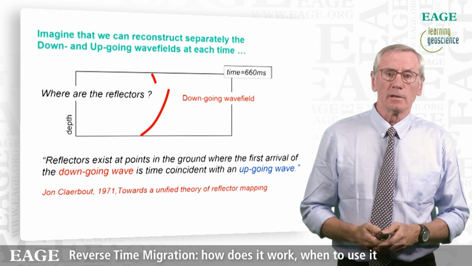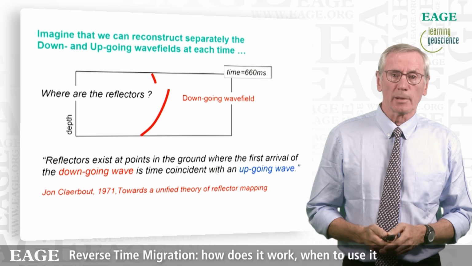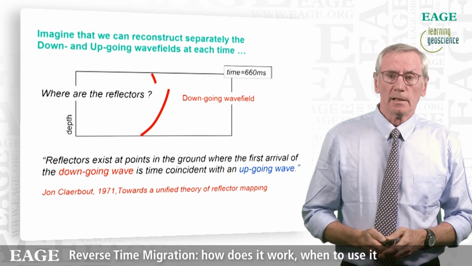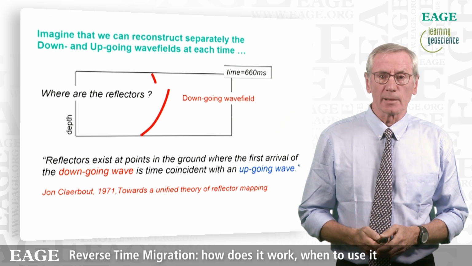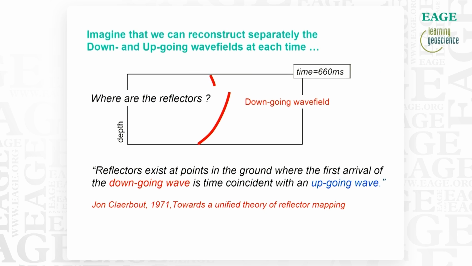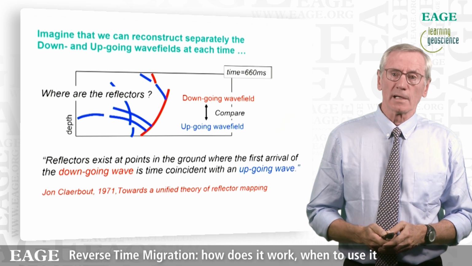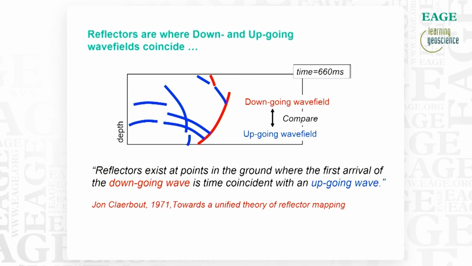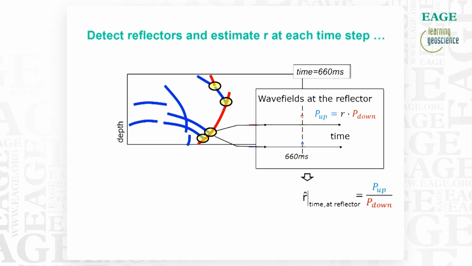To answer this question, we call the famous imaging principle stated by Professor Claerbout back in the early 70s. Reflectors exist at points in the ground where the first arrival of a downgoing wave is time coincident with an upgoing wave. The two wave fields in blue and red are time coincident. If we superimpose them, we can compare them and visually detect where the two fields are also space coincident. I highlight these coincidences with yellow bubbles. According to the imaging principle, this is where the reflectors are. But we can tell more.